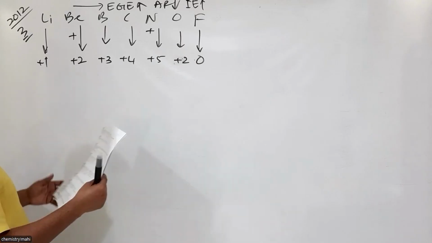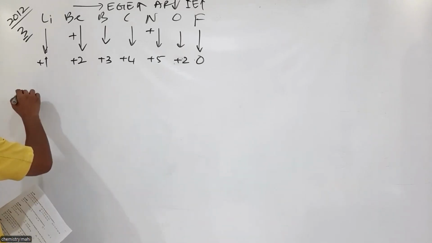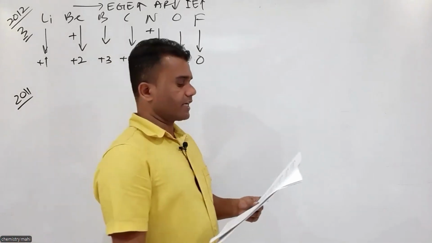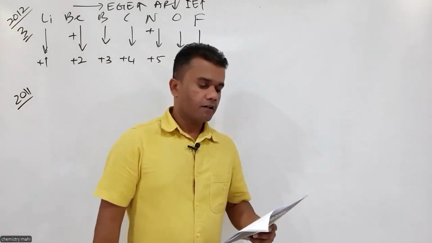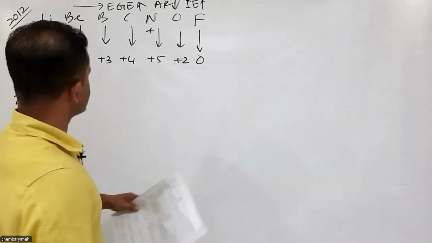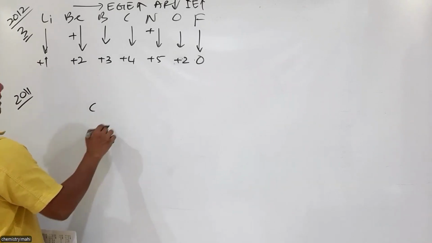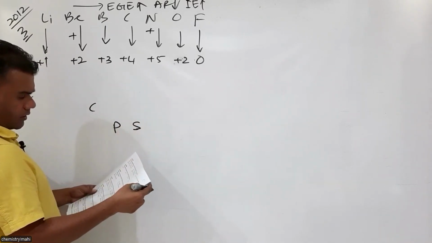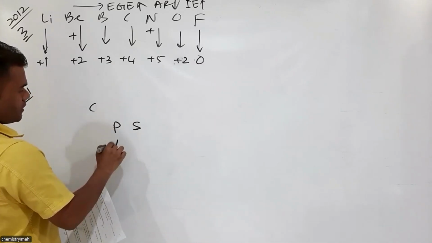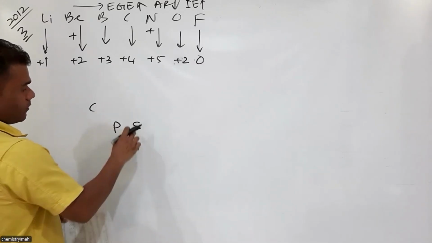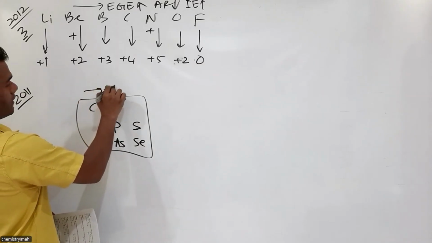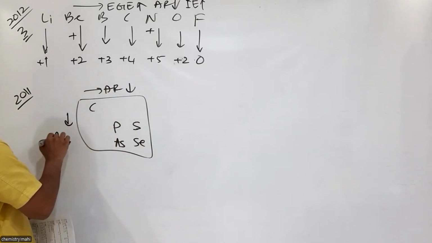All right, let's move to the other side. 2011. It is given like this: the increasing order of atomic radii of the elements carbon, phosphorus, sulfur, arsenic, selenium. Carbon, nitrogen, phosphorus, arsenic, and oxygen, sulfur, selenium. These are the places. So here to here atomic radius decreases, and here to here atomic radius increases.